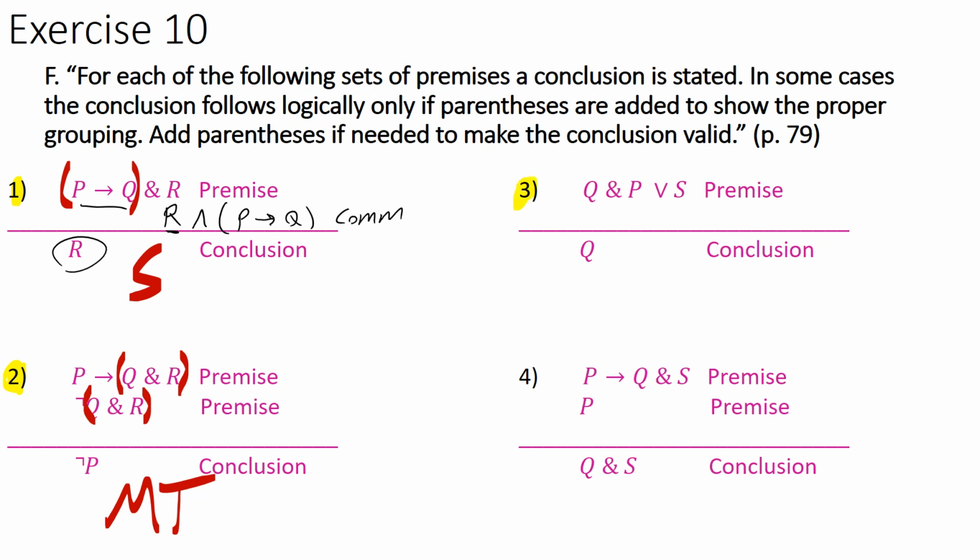For number 3, we have Q and P or S. We have the conclusion Q, so we're going to have to make that a conjunction, the premise. Thus, we'll put parentheses around the P or S. And that conclusion is valid now by simplification. For number 4, we have premise if P, then Q and S, premise P, therefore Q and S. Well, that's already valid by the modus ponens inference, and implicitly at least there are parentheses around here.